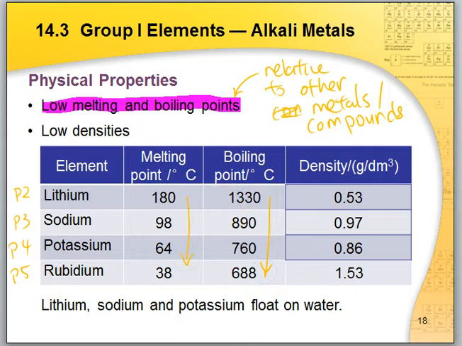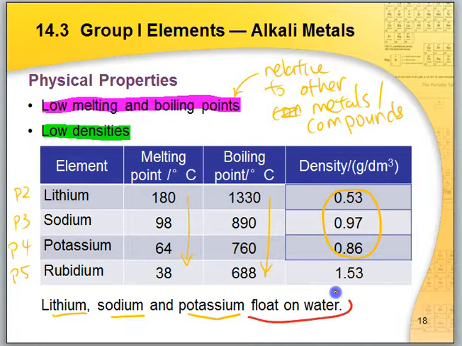Next up, we also know that it has low density. Look at all of this here. Normally you'll think that metal will sink in water. However, look at these densities over here. They are less than 1. So these guys here, lithium, sodium, and potassium, they will float on water, because they are all less than 1. Generally, low density, low melting and boiling point.